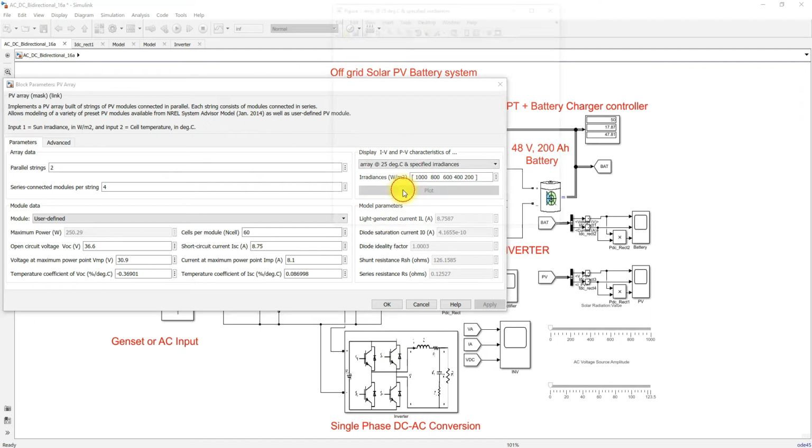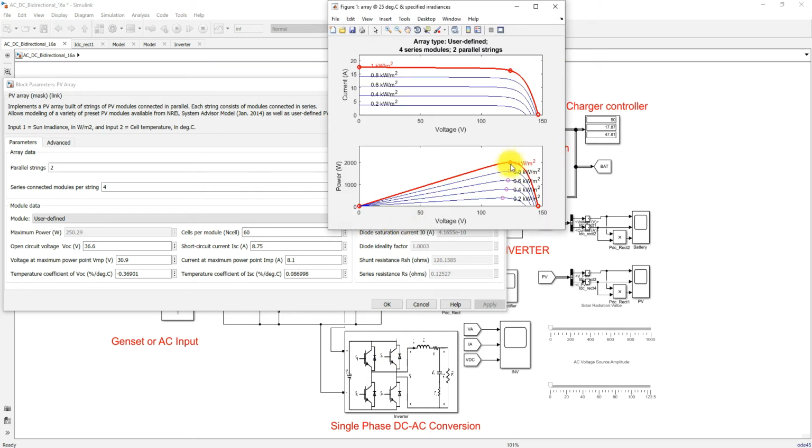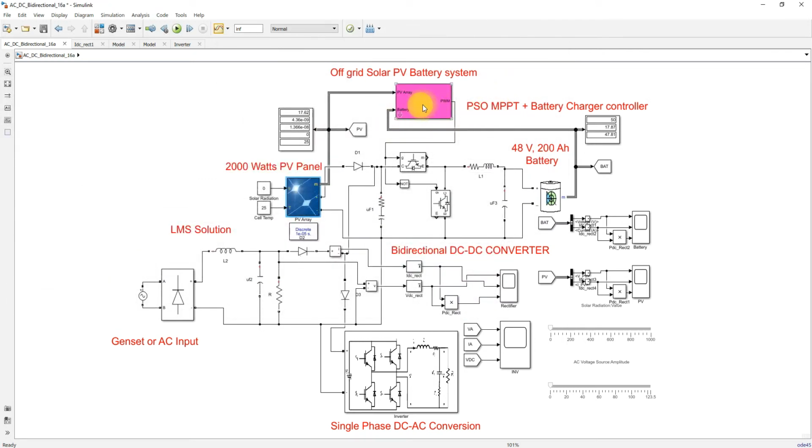Here you can see the IV and PV characteristics of the solar PV panel. The peak power of the solar PV panel or PV array is going to vary with the change in irradiation. When irradiation is reduced, the peak power is also going to be reduced. Here we need to extract the maximum power or peak power of the solar PV array. For that, we are using an MPPT algorithm, that means PSO MPPT plus battery charger controller.